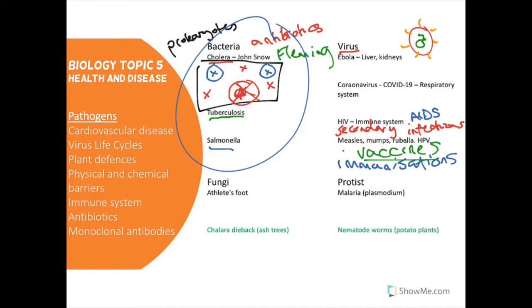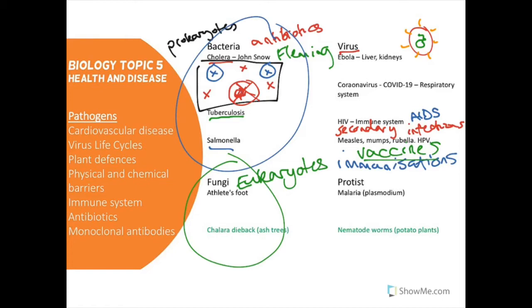The next type of pathogens are fungi. So fungi are eukaryotes. They have a nucleus, and mushrooms are fungi. Athlete's foot is one of the fungal diseases that you will need to know about, and it is caused by damp feet. So it's called athlete's foot because athletes traditionally had sweaty feet, and they were more likely to get this.